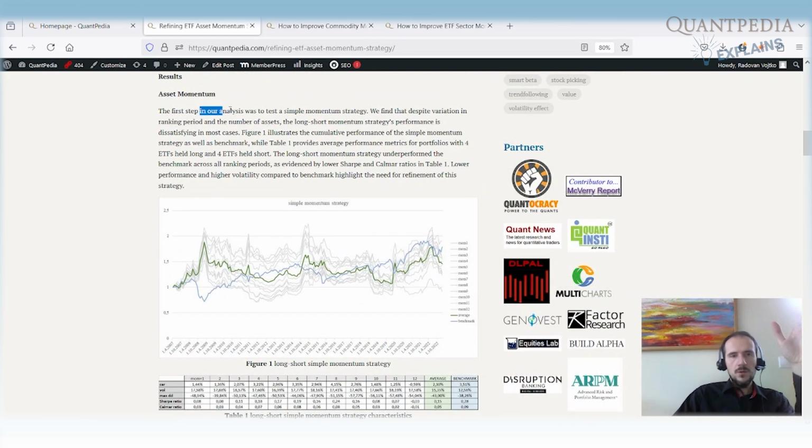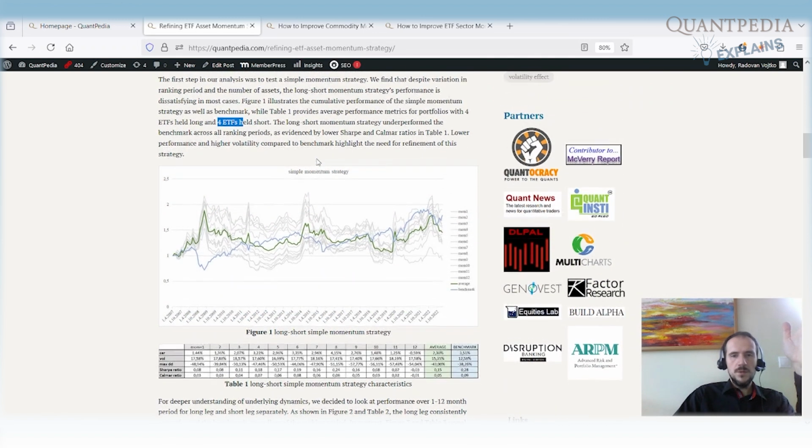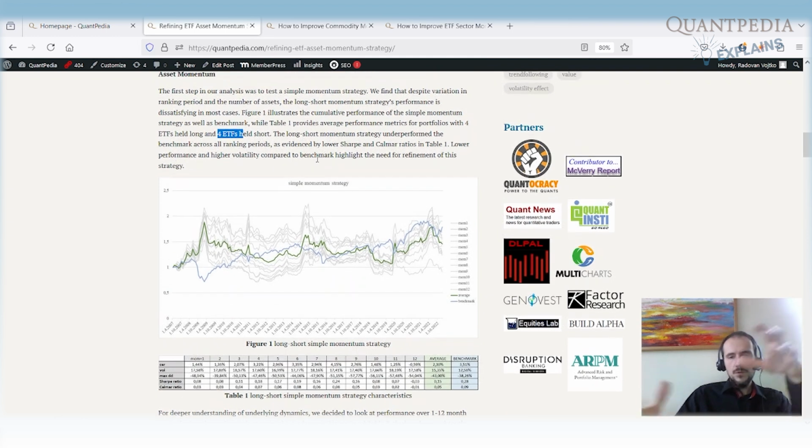The first step in our analysis was the simple test of a long-short momentum strategy. So we are going long some number of assets, in our case 4 assets, and we go short 4 ETFs. And we are interested to see what the performance is and how it compares to the benchmark, and the benchmark in our case is the equally weighted universe of all ETFs, because that's your benchmark. When you are building a strategy, you are trying to build a strategy that's better than the average ETF that you have in your investment universe, and your investment universe can be anything. In our case it's 13 ETFs.